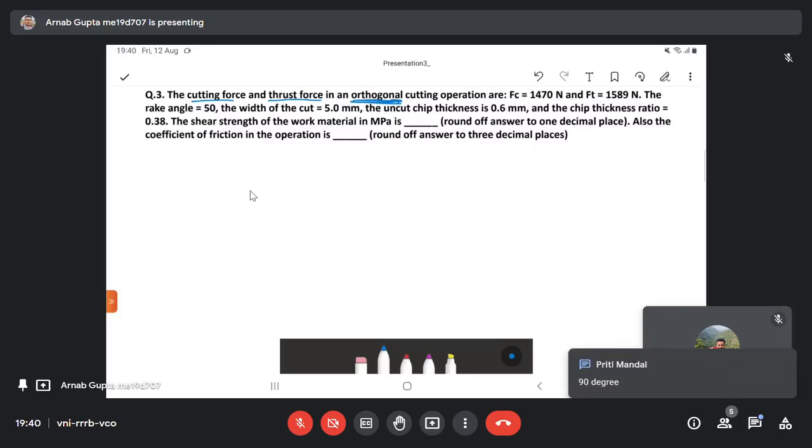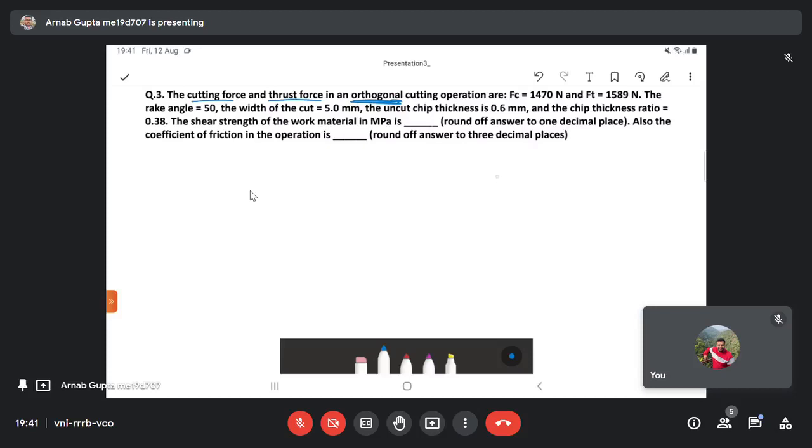Yeah, 90 degrees means like, please elaborate. You can unmute yourself and answer. Hello. Yeah, Kriti, go on. Yes, sir. Sir, in orthogonal, the angle is generally made 90 degrees. Which angle are you talking about? Sir, inclination. No, in orthogonal cutting operation, your inclination angle is 0 degrees.